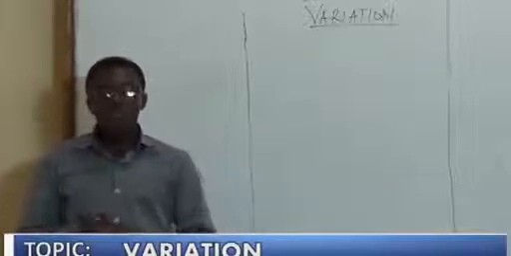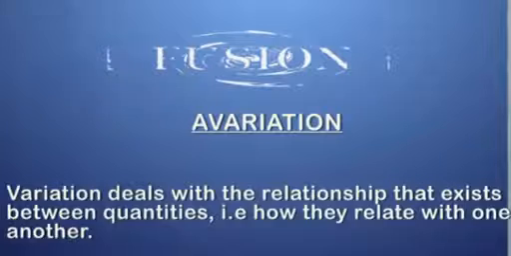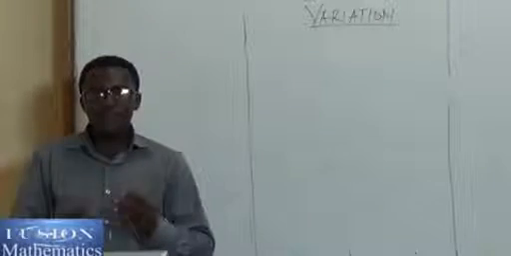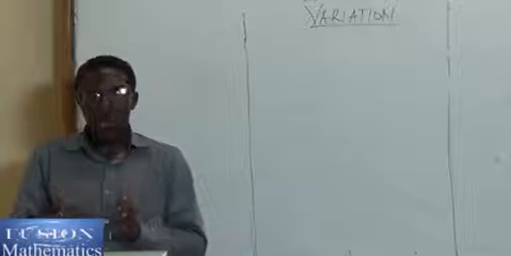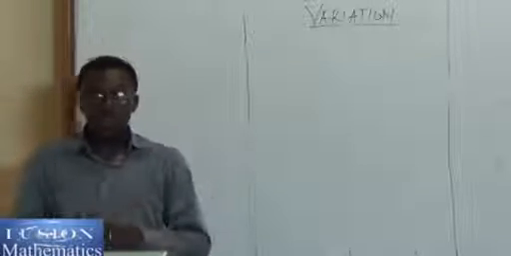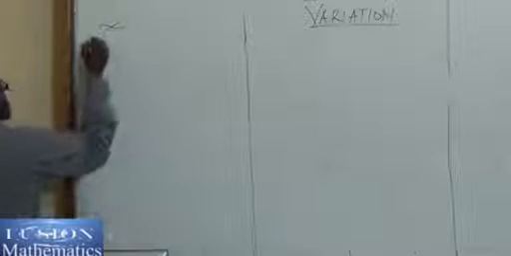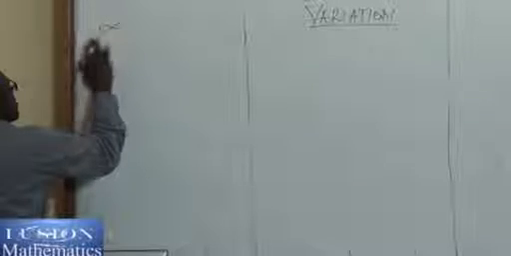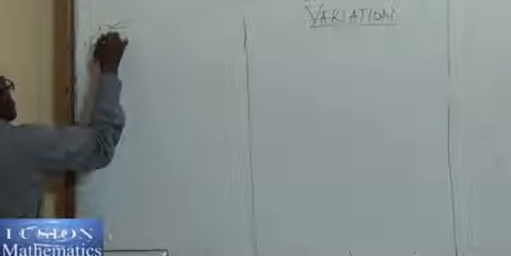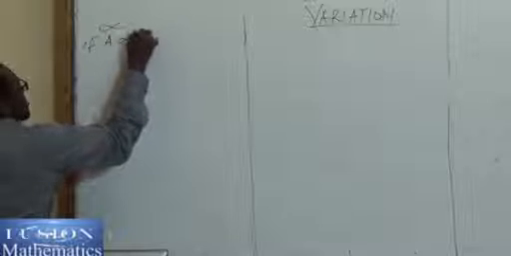Today we'll be treating a topic, variation. What is variation? Variation deals with the relationship between quantities, that is, how they relate. So if we say A depends on B, that means we are saying A varies or is proportional to B. The sign for variation looks like this. So if we say A varies as B, we write it A varies as B.